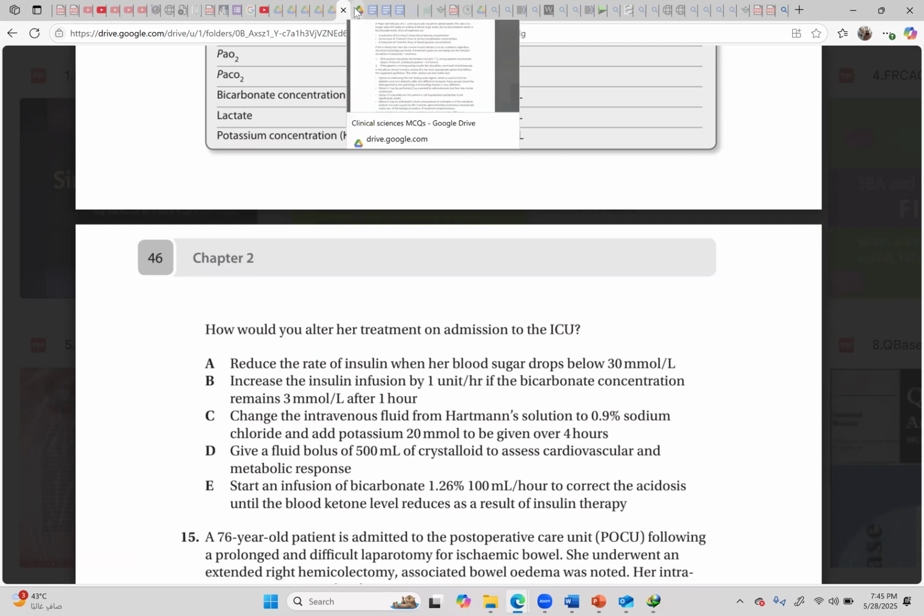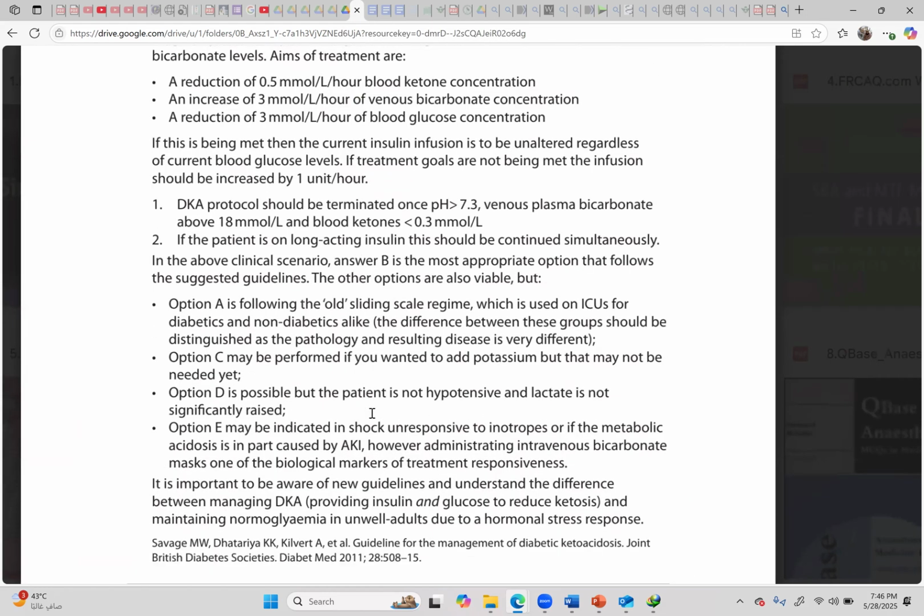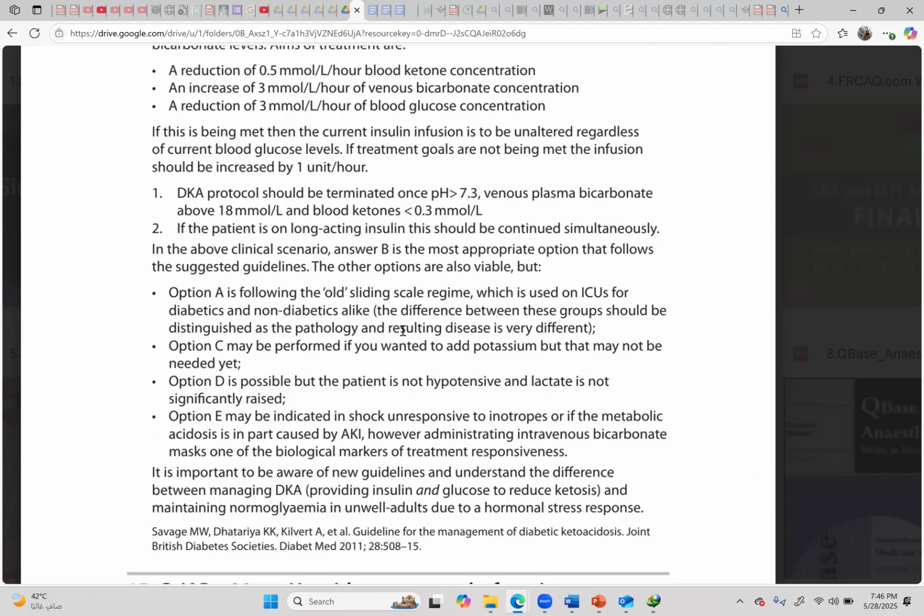And bicarb is usually not needed. It may be indicated in shock unresponsive to inotropes or if the metabolic acidosis is in part caused by AKI. However, administering intravenous bicarb masks one of the biological markers of treatment responsiveness. So you don't give bicarb, because you have to treat the cause and the pathology. Here, it's not related to something which will respond to bicarb therapy. So, anyways, new guidelines, I understand the difference. I think you need to check if there are some new guidelines for DKA management, because this is something new for me as well.